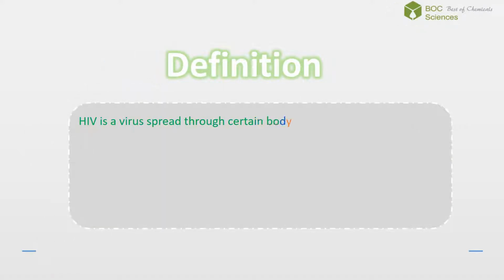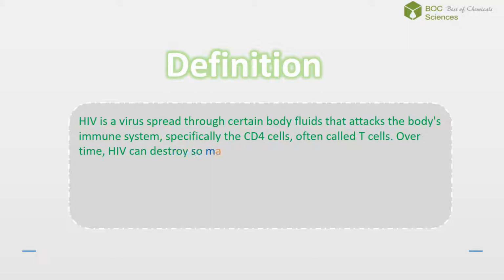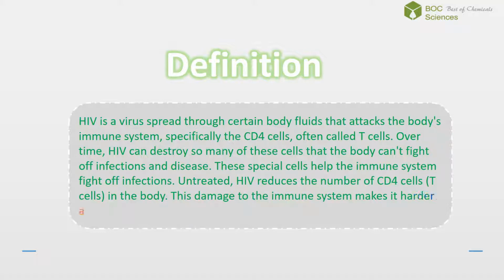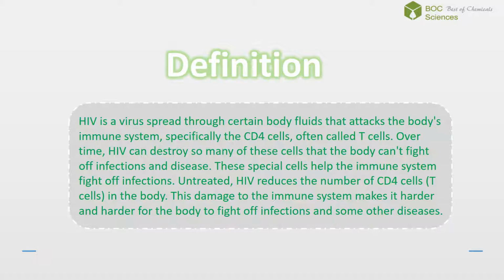HIV is a virus spread through certain body fluids that attacks the body's immune system, specifically the CD4 cells, often called T cells. Over time, HIV can destroy so many of these cells that the body can't fight off infections and disease. These special cells help the immune system fight off infections. Untreated, HIV reduces the number of CD4 cells in the body. This damage to the immune system makes it harder and harder for the body to fight off infections and some other diseases.